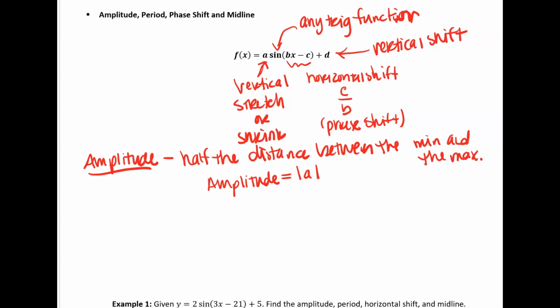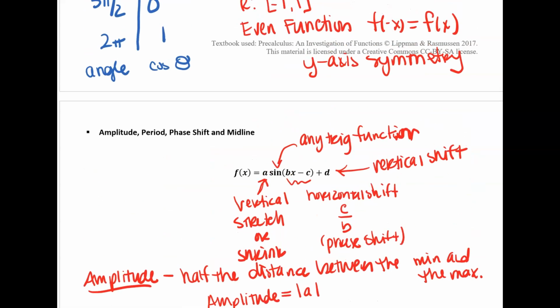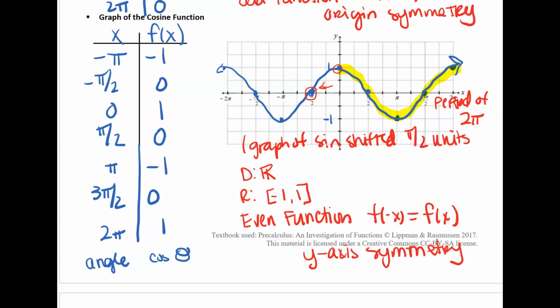Now, when we say it's half the distance between the min and the max, that means when we're looking back at that graph, let me go back up to this graph here. It is half the distance between the min and the max. Here's a minimum. There's a maximum and there's a minimum. So half that distance, from here to the x-axis in this case, would be your amplitude.